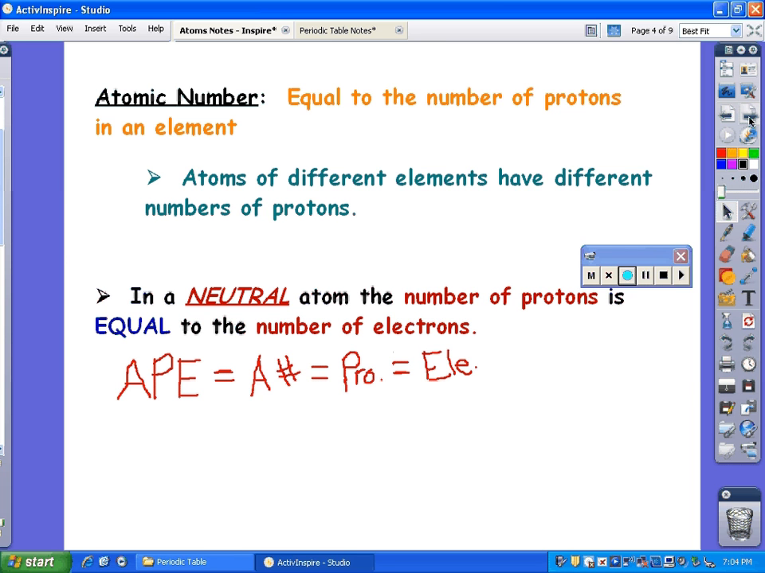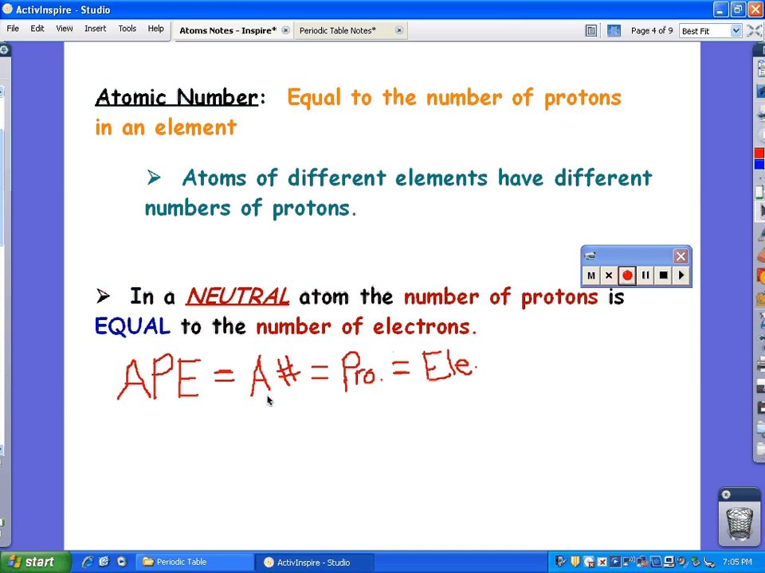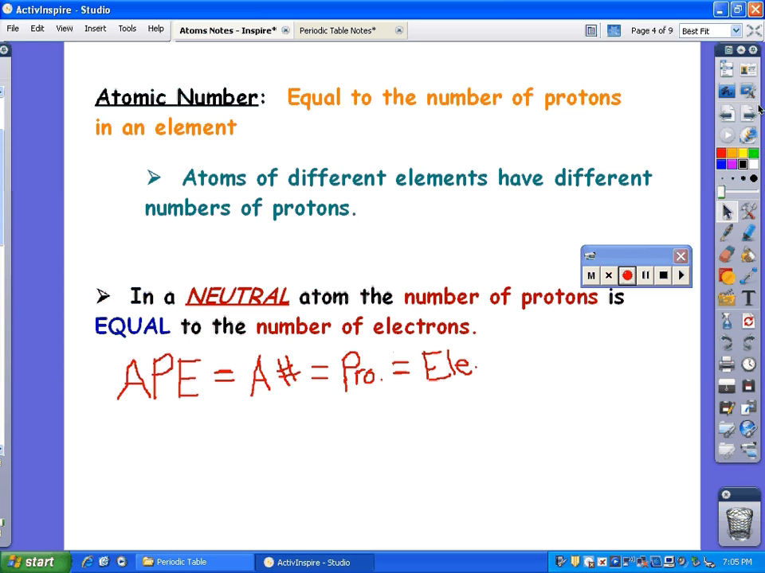And you can typically, well, not even typically, but always, when you're using neutral atoms, you can go APE. APE is atomic number is equal to number of protons, and it's also equal to the number of electrons. So you can go APE. Atomic number is equal to protons is equal to electrons. If the atomic number is 7, as in nitrogen, then it means it has 7 protons. Well, nitrogen usually has 7 electrons as well.